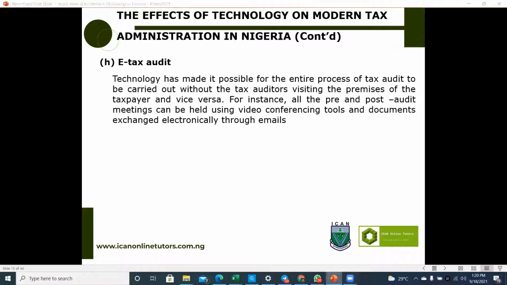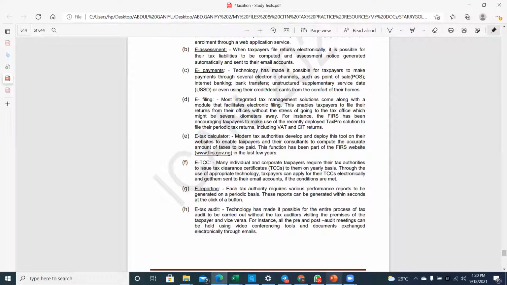And finally, we have the e-tax audits. During the COVID-19 pandemic, all stakeholders realized the importance of information technology. Prior to the emergence of COVID-19, different tax jurisdictions had sent out their field audit exercise letters, commencing on some dates. But it is unfortunate that this could not be achieved because of COVID-19.